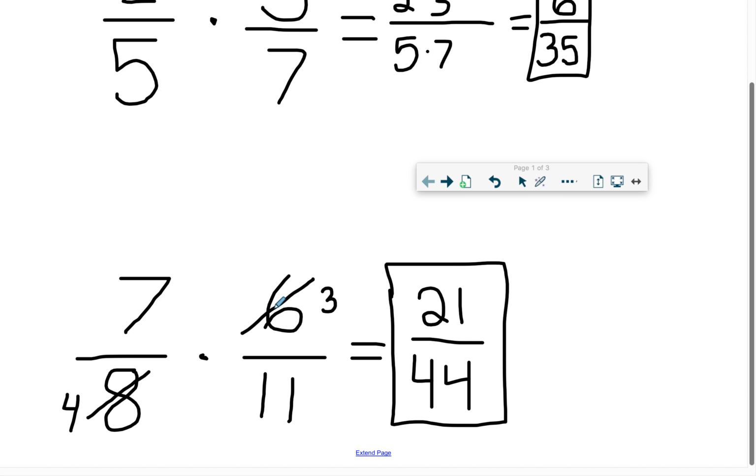Now, if you had paused the video and done this problem on your own, and you had gotten 7 times 6, which is 42, and 8 times 11, which gets you 88, you were partially right. You did the multiplication correctly, but you would have had to simplify those larger numbers to get 21 over 44, which is another reason why I like simplifying before you multiply, because then you don't get really large numbers and we can keep them small, numbers that we can do in our head.